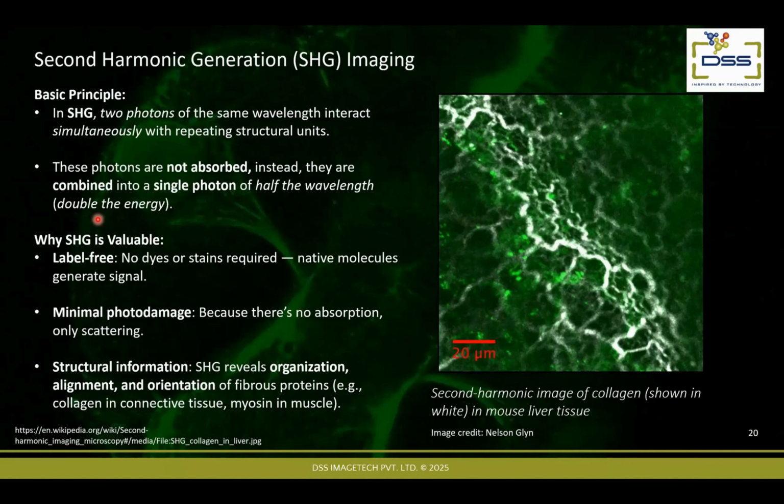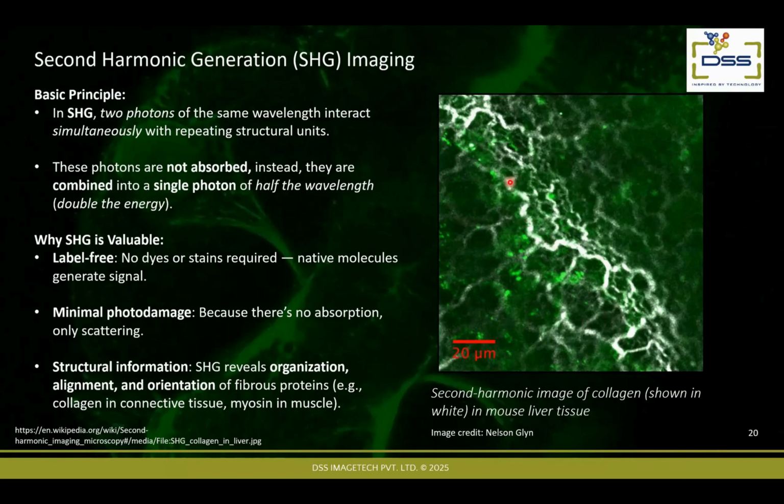So the excitation that you're doing is with NIR light, and the emission that is coming is visible light of higher energy. And this process is different from fluorescence because there is no absorption and emission, but rather these photons are combined because of the structural properties of the sample. But this is only visualized in certain biomolecules. For example, the collagen that is visualized here is visualized through second harmonic generation.